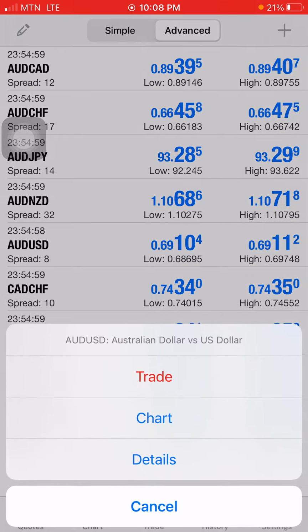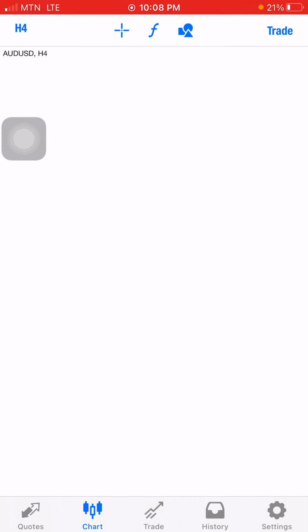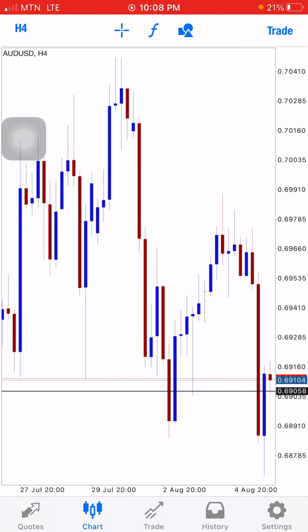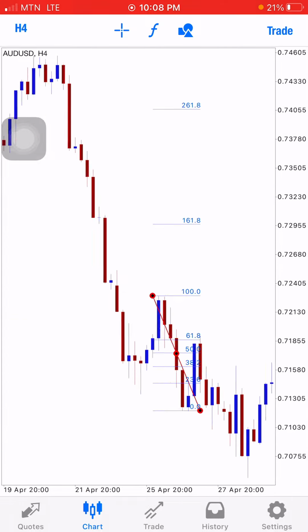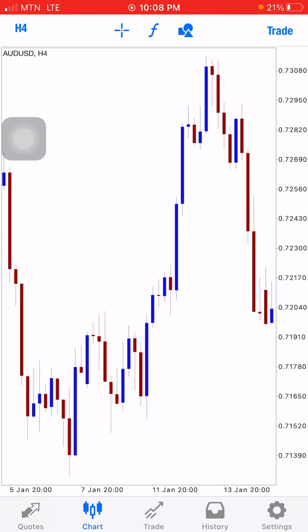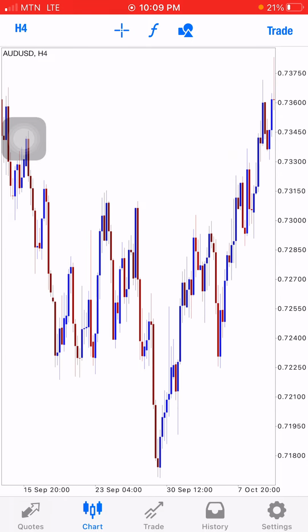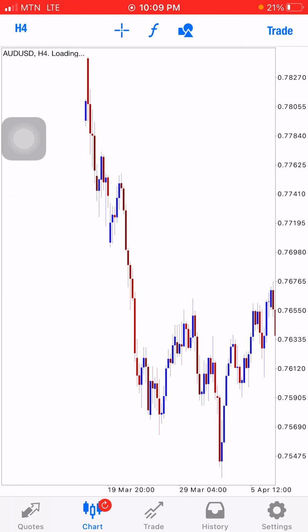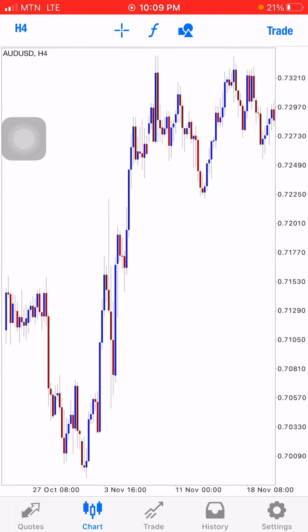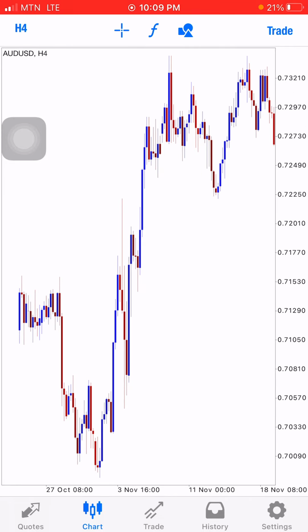So I'm picking AUD/USD. I've opened the chart for AUD/USD, and let me scroll back. We are scrolling back and we will try to find out some reasons for possible turning points on the chart, so that you guys learn from it. Reasons for possible turning points on the chart, or things that you have to base on to pick your entry points.